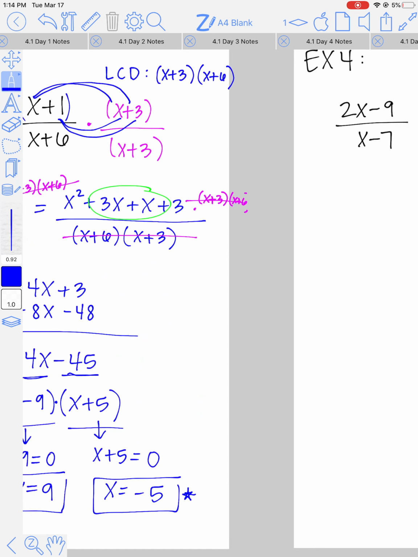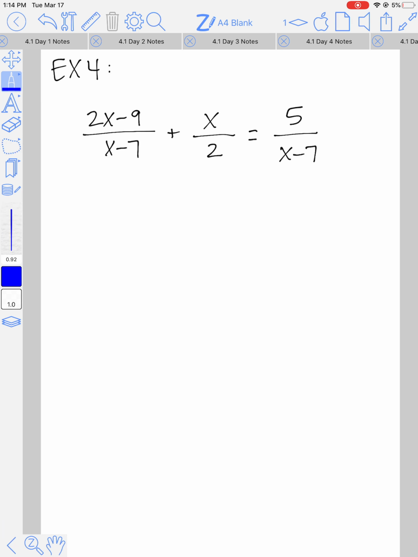Okay, let's go on to our last example. Okay, so for example 4, again, the first thing that I want to do every time is find our least common denominator. In this case, this one's not too bad. These two already have a common denominator, but we need to consider this 2 as a denominator in the middle as well. So our least common denominator here is going to be 2 times x minus 7.